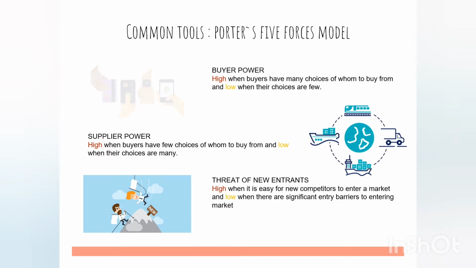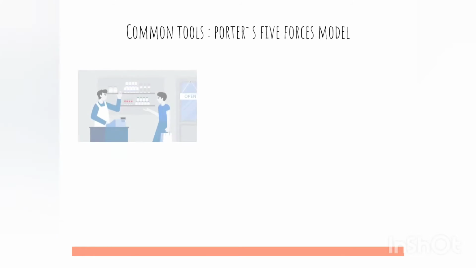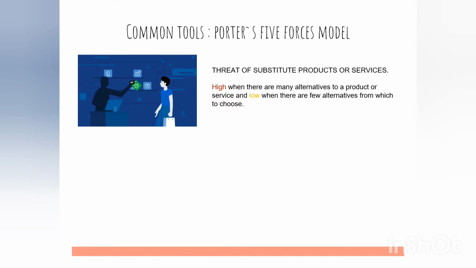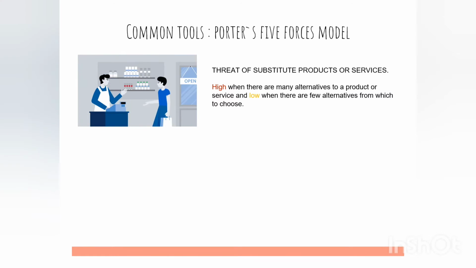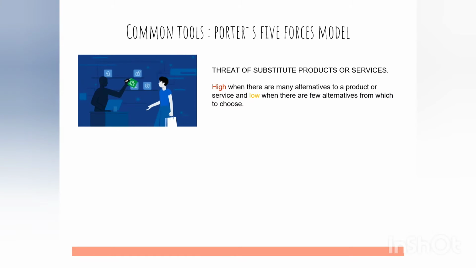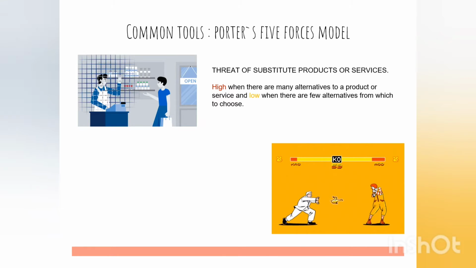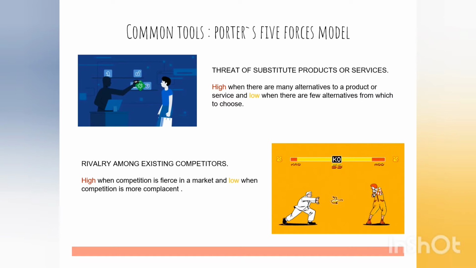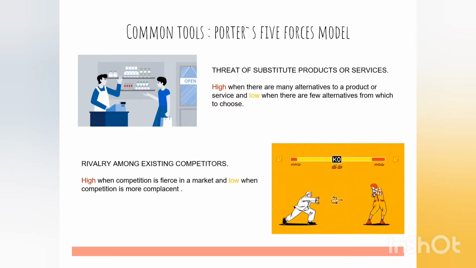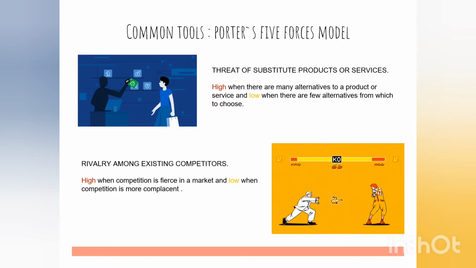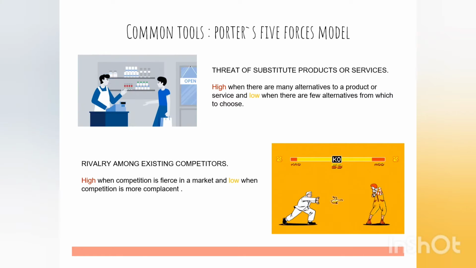Threats of new entrants. High when it is easy for new competitors to enter a market, and low when there are significant entry barriers to entering market. Threat of substitute product or services. High when there are many alternatives to a product or service, and low when there are few alternatives from which to choose. Rivalry among existing competitors. High when competition is fierce in a market, and low when competition is more complacent.